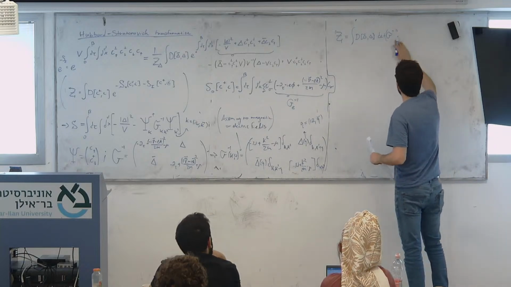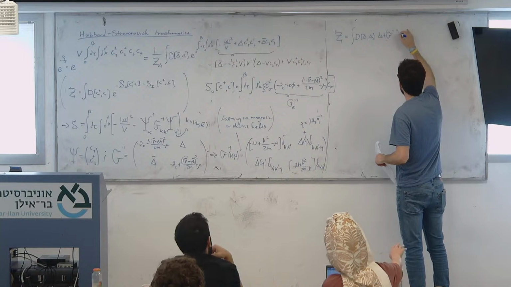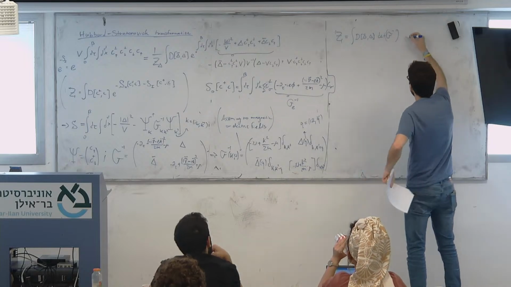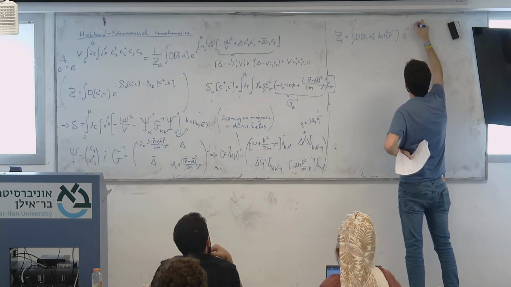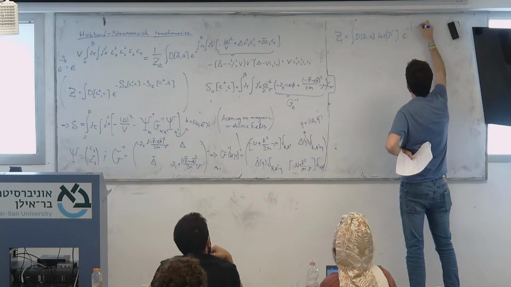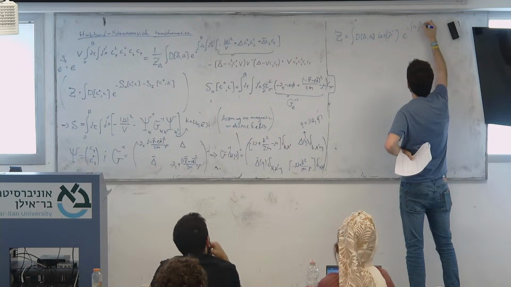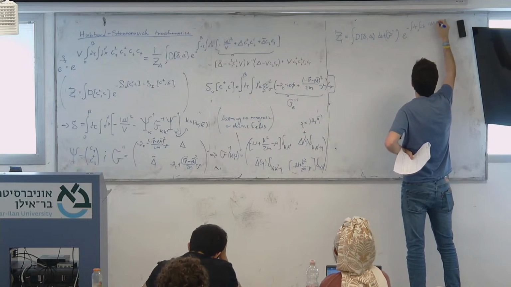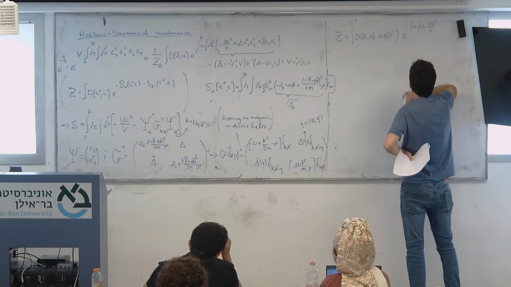Now we have this thing, and you see that this g to the minus 1 depends on these deltas. So they appear, and then we have e to the minus the integral d tau d dx of delta squared over v.